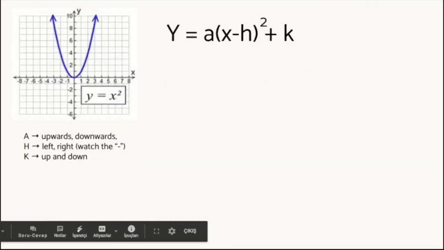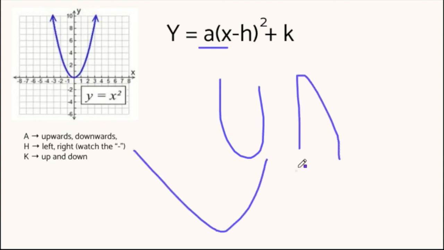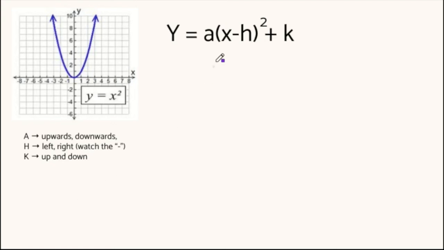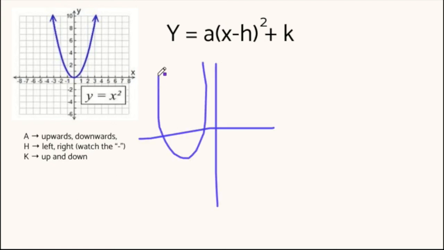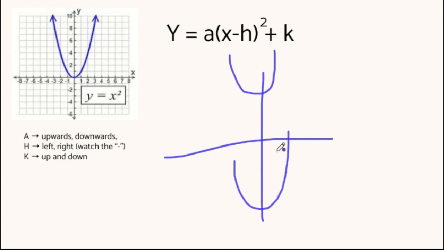Now, why do we find the vertex form? Why do we have something like this? Well, the reason we have this is because it makes predicting where our graph is going to be easier. Our a tells us whether our graph is going to look up or down, or whether it's going to be wide or narrow. Our h tells us if our graph is going to be left or right in terms of the parent function. And our k tells us whether our graph is going to be up or down.